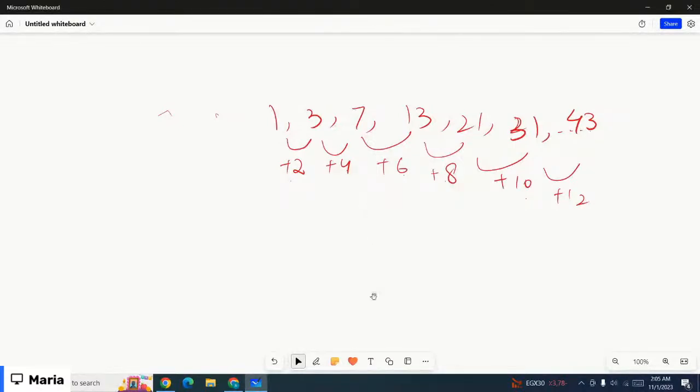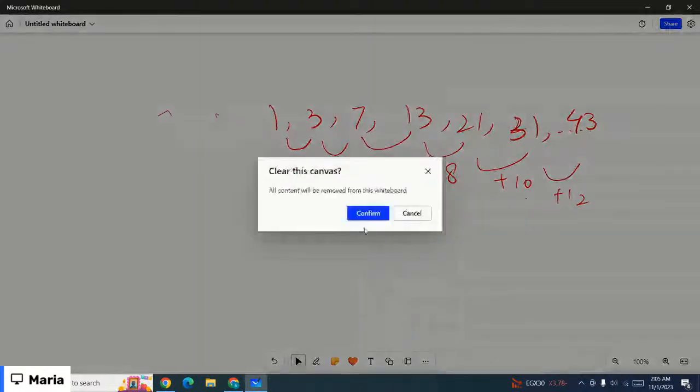Let's just do another example. Let's see how the sequence is increasing, right? The next one is 1, 1, 2, 4, 7, 11, 16. You have to find the next number in the sequence.